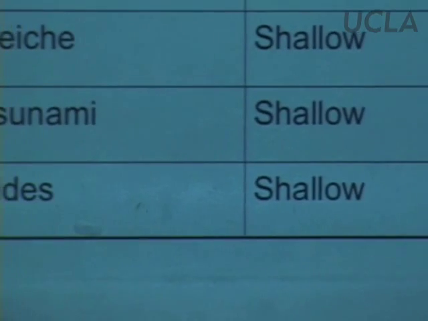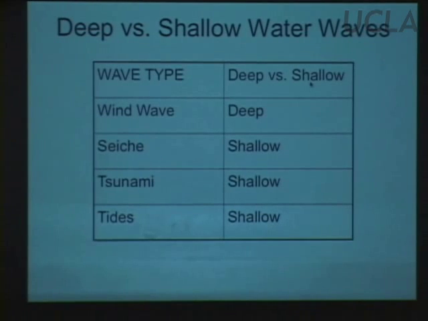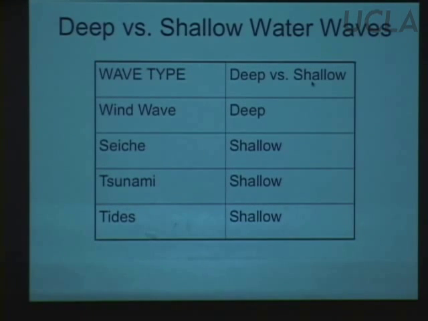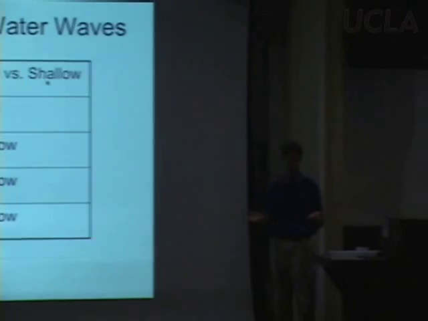And then finally, tides are pretty much always going to behave as shallow water waves. We're going to talk about this next lecture. Tides have wavelengths that are about the same as the circumference of the Earth, or half the circumference of the Earth, something like 40,000 kilometers or 20,000 kilometers. So they are much longer in wavelength than the depth of the water anywhere, and so by that classification, they would always be shallow water waves.